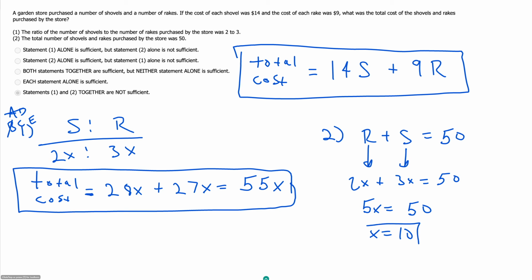And that's all I needed to solve for my total cost from the first statement, because I know my total cost is just equal to 55X. So this just means my total cost is equal to $550. And together, my statements are sufficient. C.